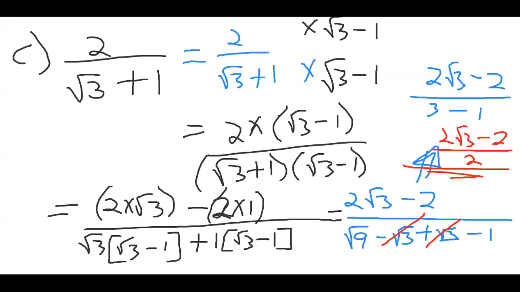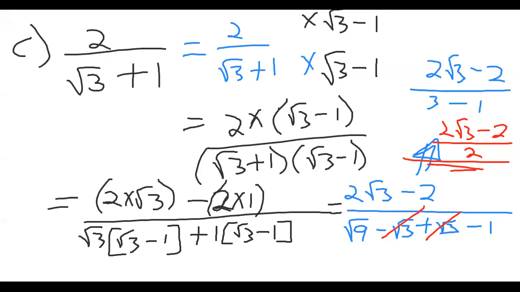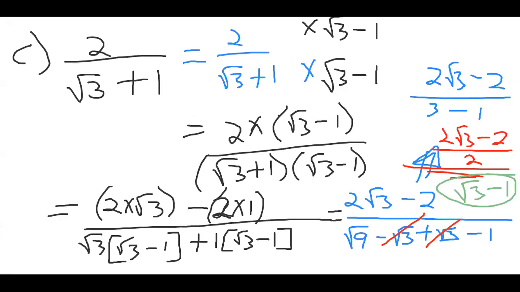In other words, you can write it as root 3 minus 1 as the final answer. In other words, you get 2 root 3 divided by 2 minus 2 divided by 2. So the 2 cancels out and you get that one as your final answer. So you can first have that. Then I give you my question to discuss.